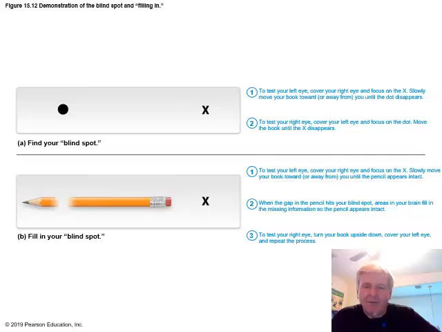So when that gap in the pencil hits your blind spot, those areas in your brain will fill in the missing information so that the pencil appears intact. And if you want to test your right eye, you turn your book upside down and then cover your left eye. And you repeat the process.